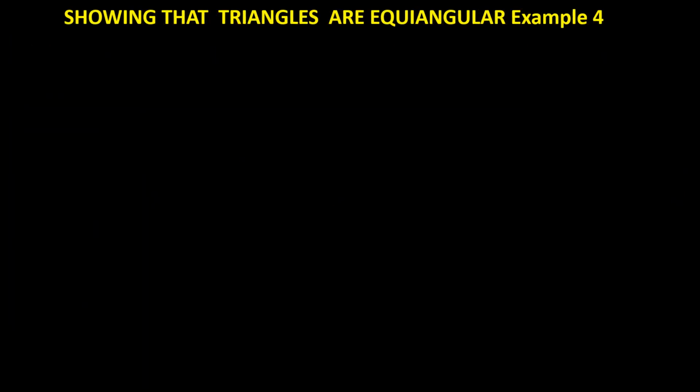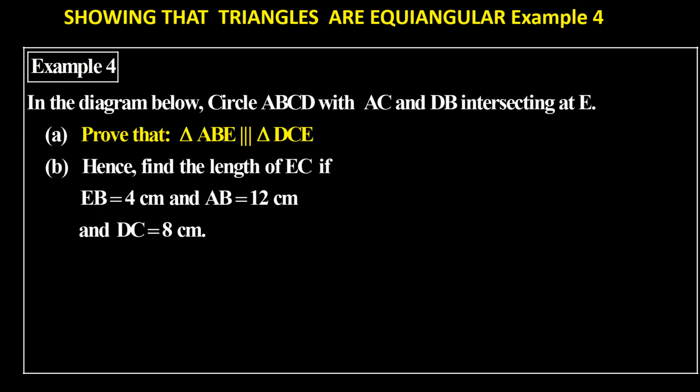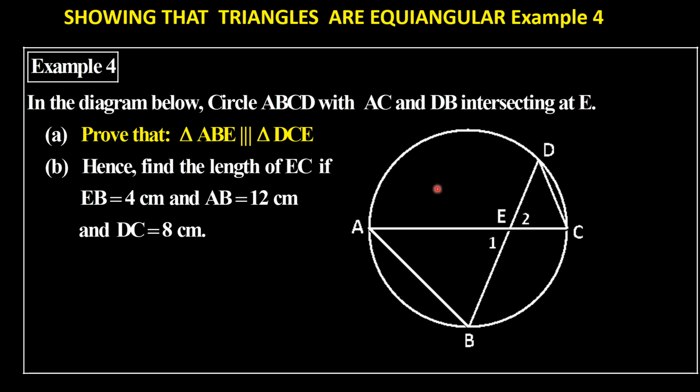Now here's an example for you to try. Let's look at this here. We've got a circle ABCD. Those are points on the circumference of the circle. And AC and DB intersect at E, right? And we've labeled E1 and E2 there. We must prove that these two triangles are similar, and then we have to calculate the length of EC based on the given measurements there.